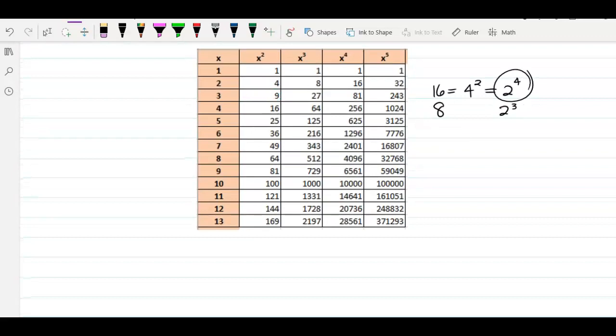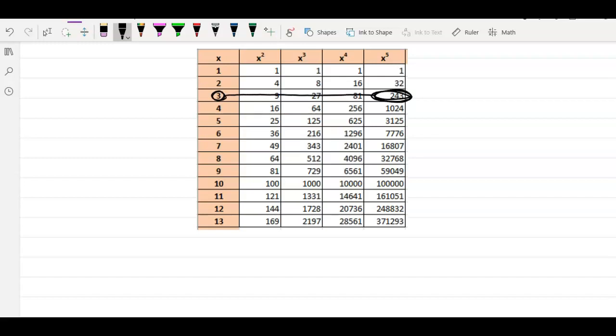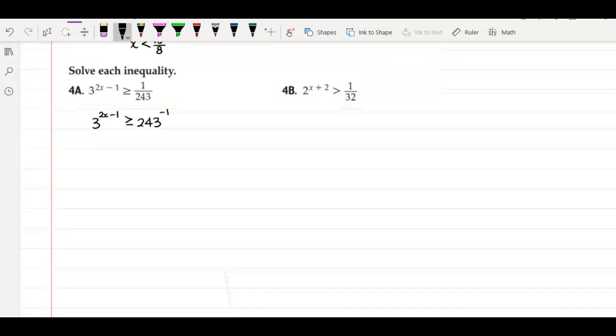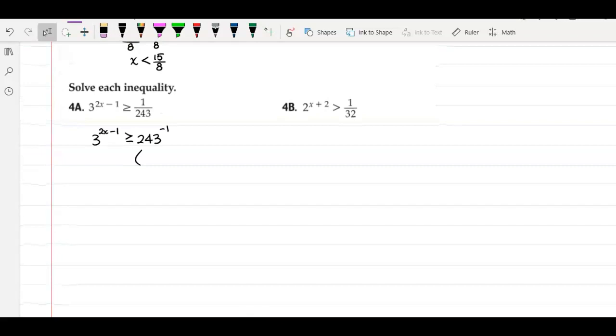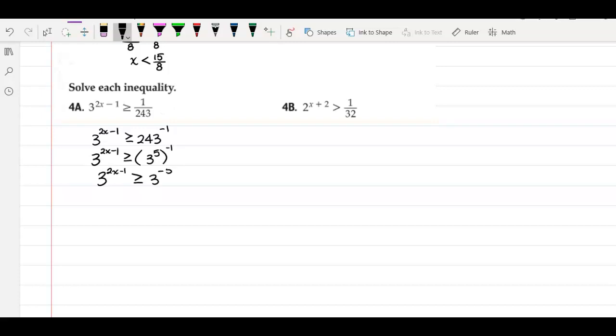Going back to my chart. Let's get rid of some of the work that we've done previously. Remember, I'm trying to express it as a power of 3. There we have it. 3 to the 5th is 243. So going back to the problem we're working on, 243 is just 3 to the 5th. Using the power to a power property, 3 to the 2x minus 1 is greater than 3 to the negative 5.